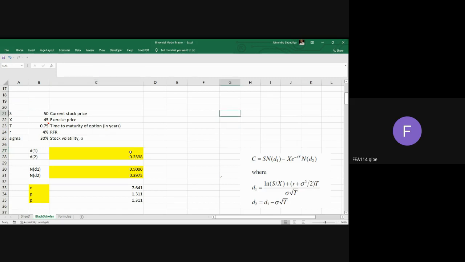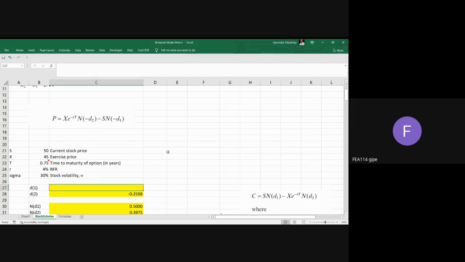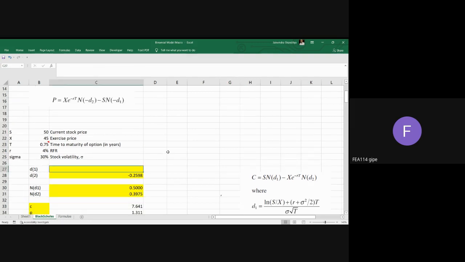Let me, if you want me to calculate D1 again, just see how I calculate D1. I've deleted what I did. D1 is nothing. I start with the natural log, and I enter the stock price, which is 50. I divide this by X because this is in the formula. I'm not doing anything extra.